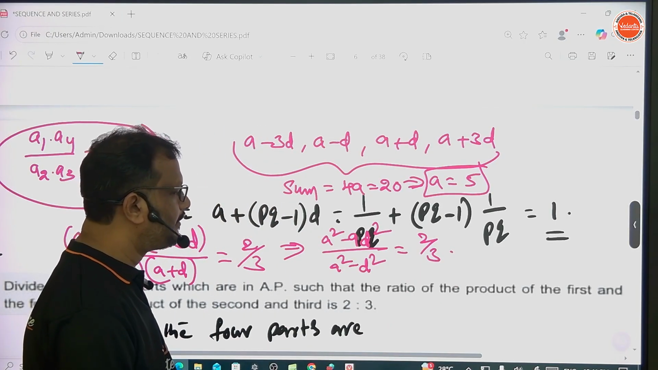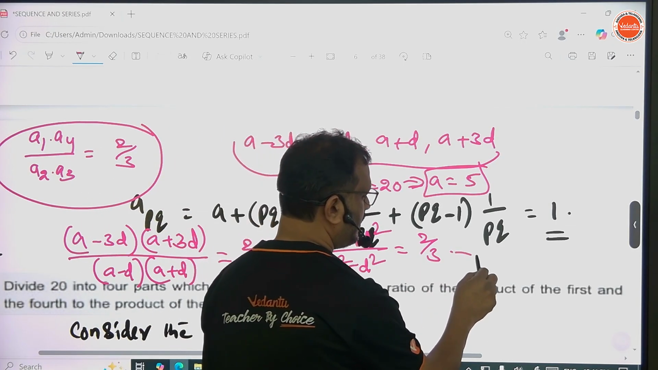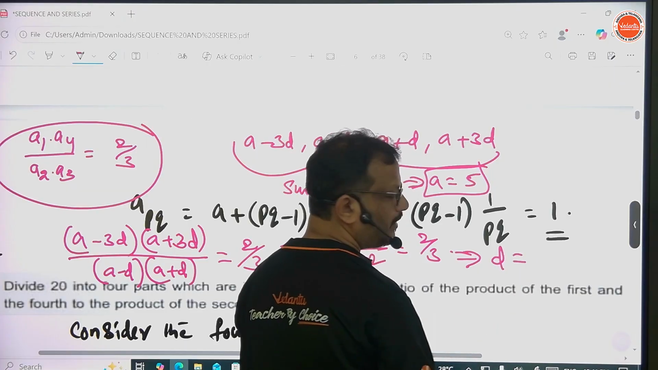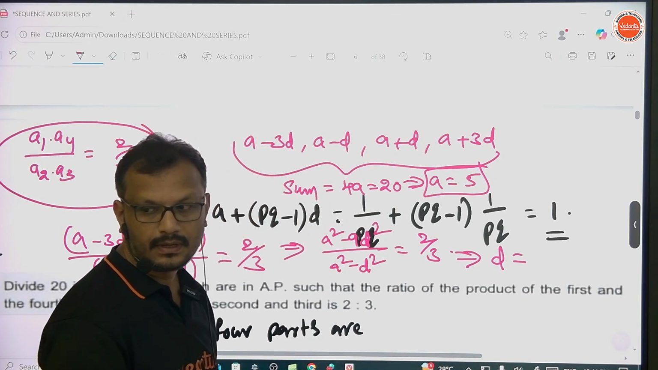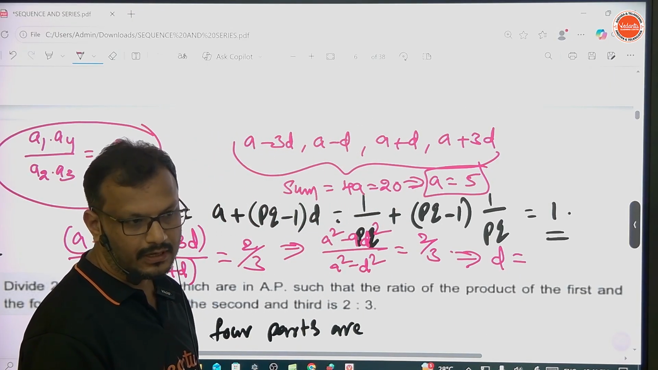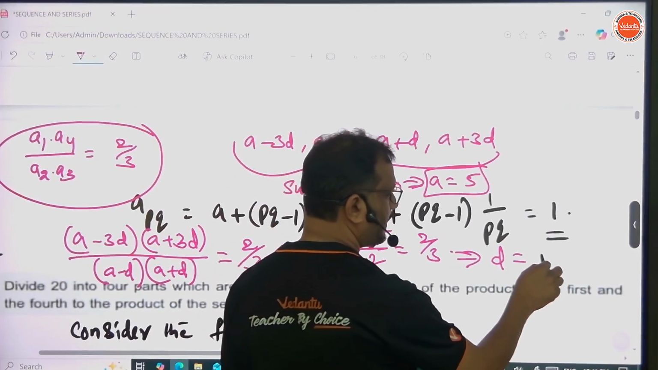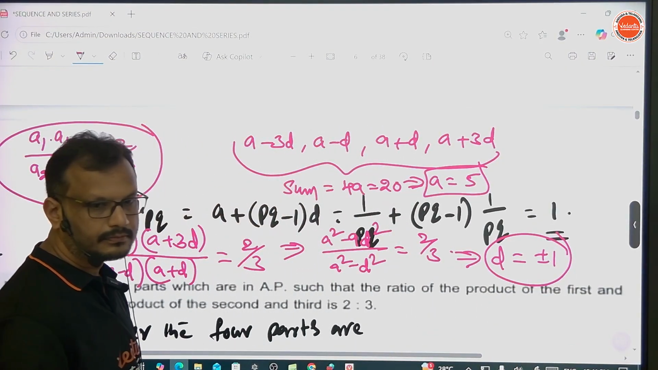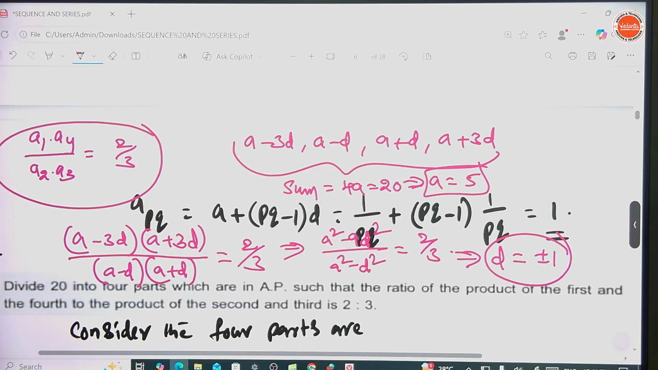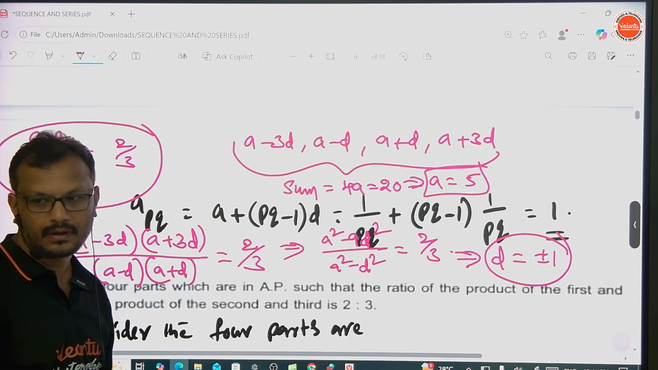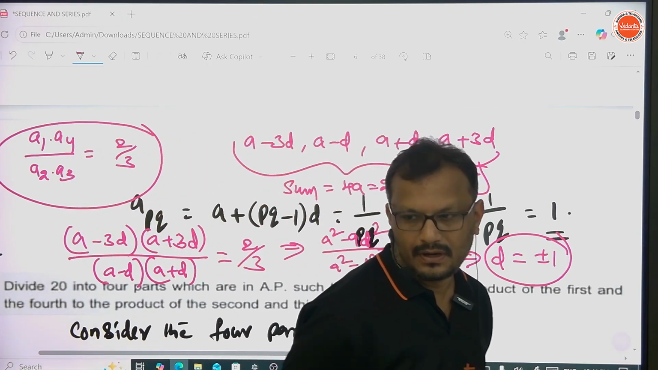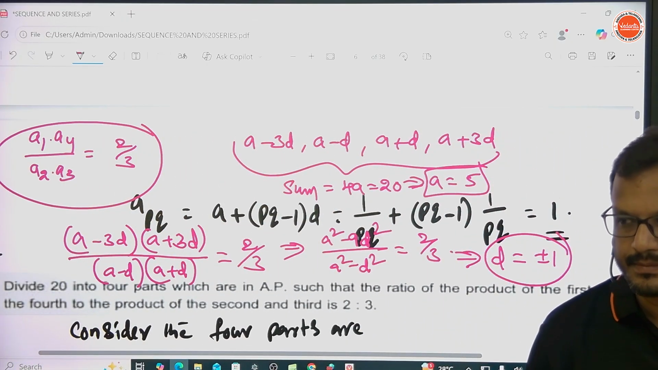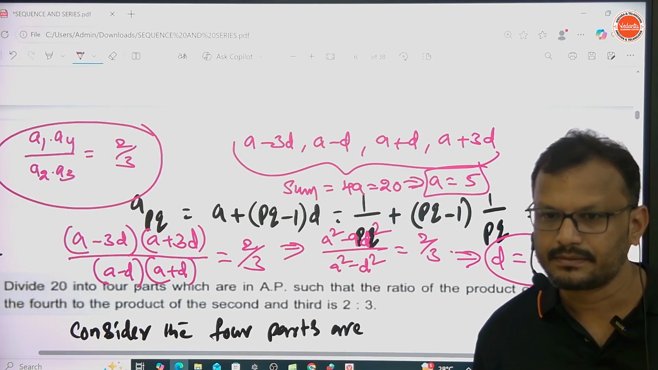Tell me, what is the value of D now from here? 1 or minus 1? Both can be. So D will be plus or minus 1. If you take plus D, what will happen? If you take minus D, what will happen? The order of the sequence might be different, but the numbers will be the same only.